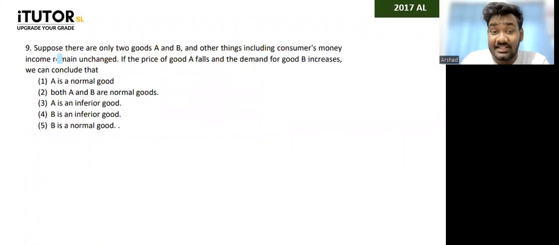Then we'll go to the next. Question 9. Okay, this is a good question. I want you all to listen very carefully. This is a very good, tricky question. Suppose that there are only 2 goods, A and B.